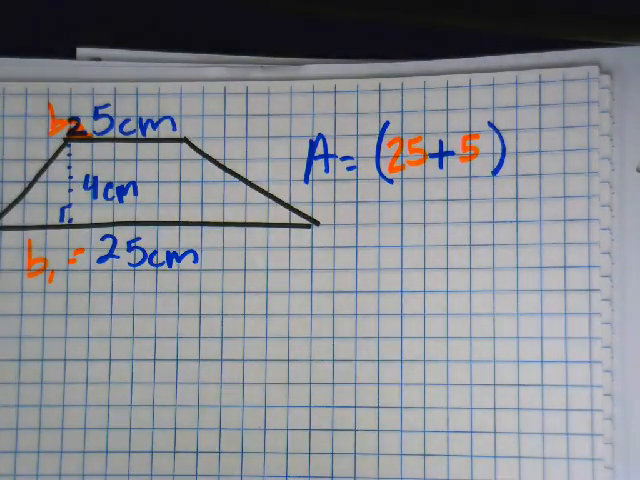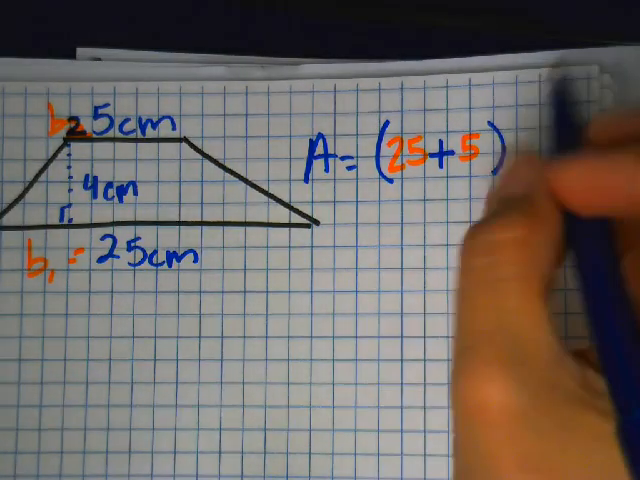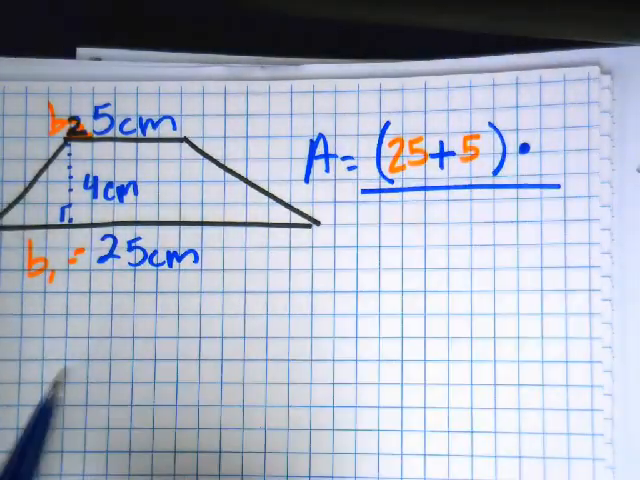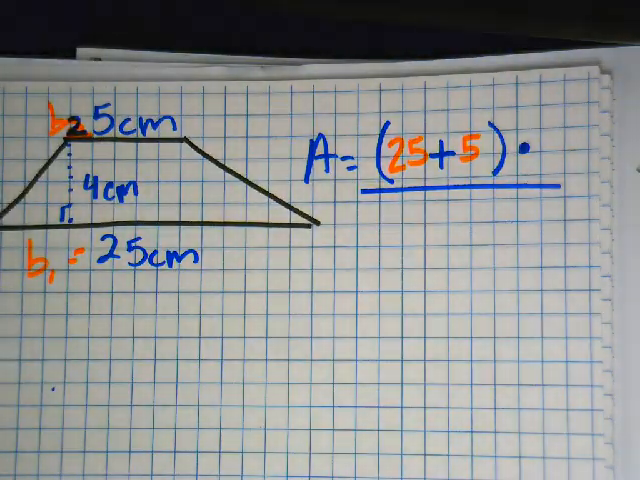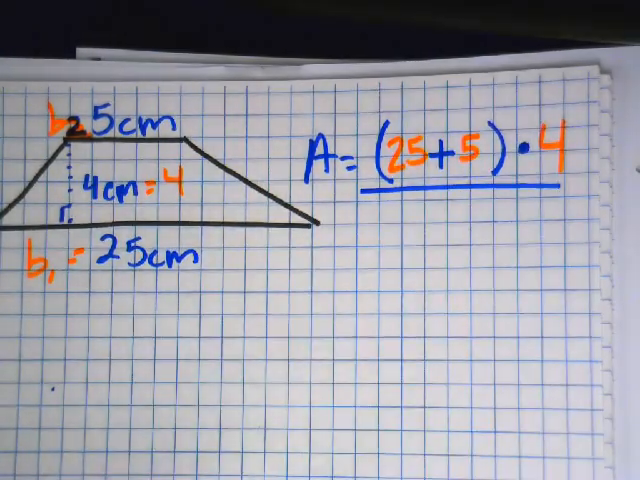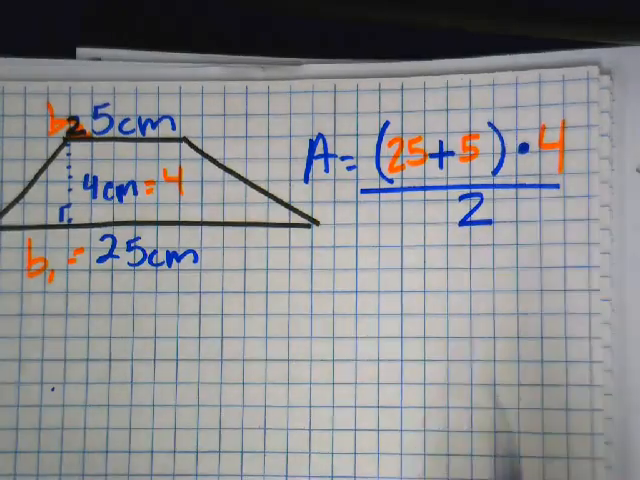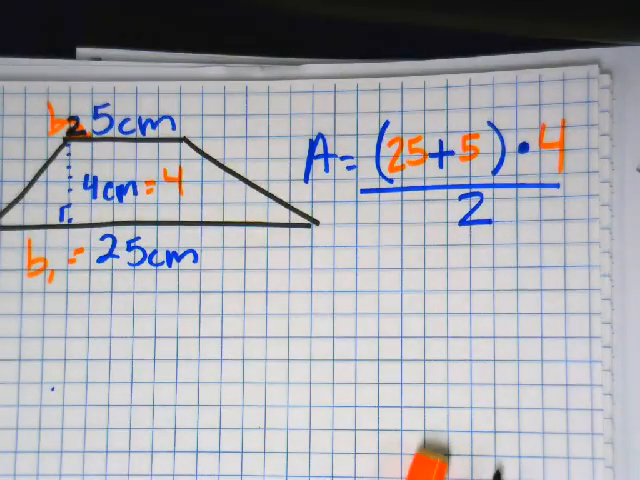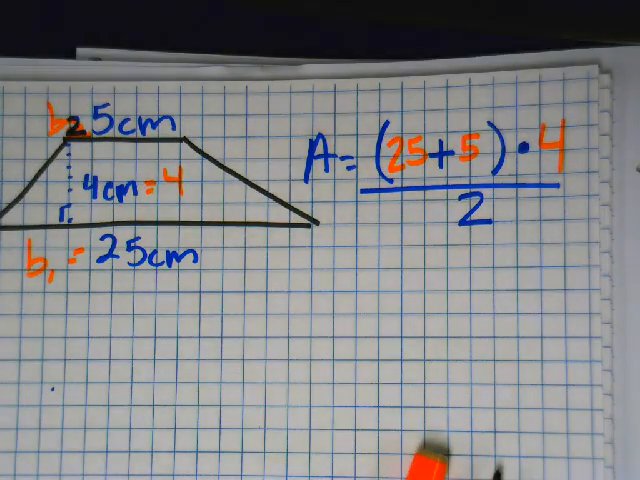All right, then multiplied by what? What number is my height? 4. So I'm going to plug it in here, 4. And then I'm going to divide it by 2. So the most important part, and the part that I check, is did you plug in the numbers correctly? Okay, so we're going to add first. What's 25 plus 5, guys? 30.